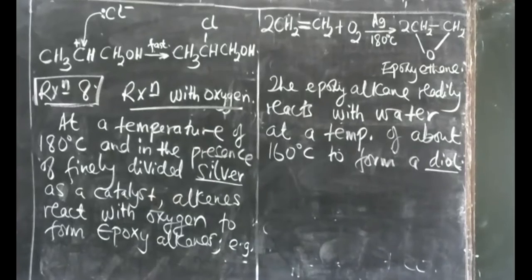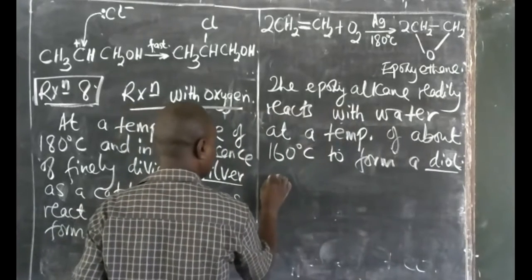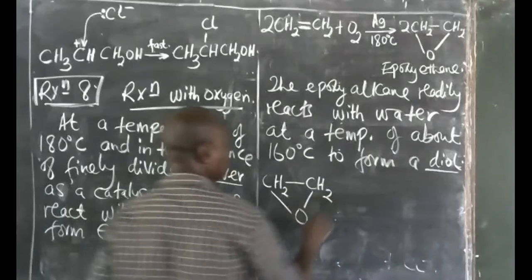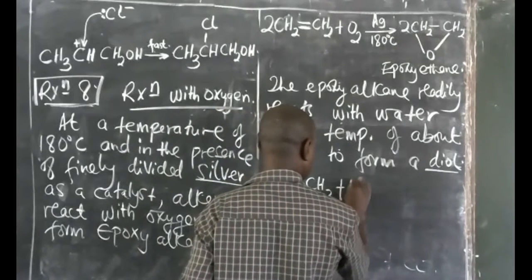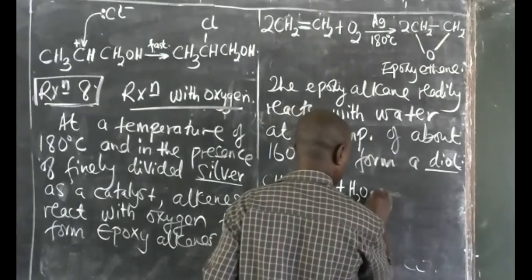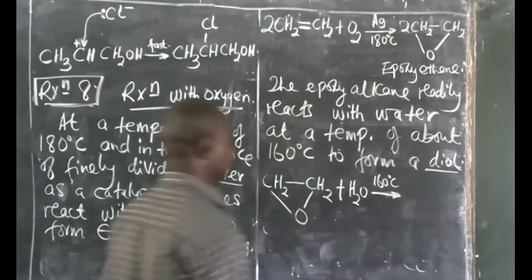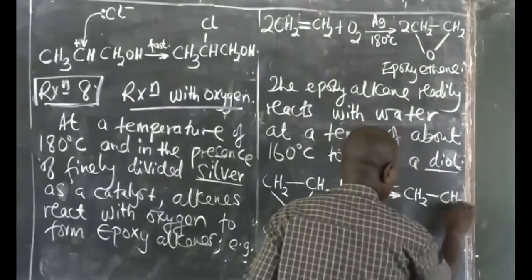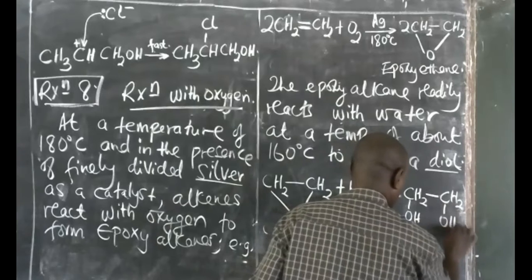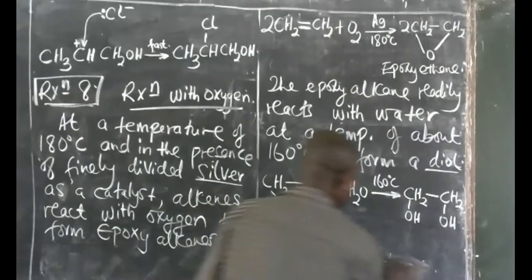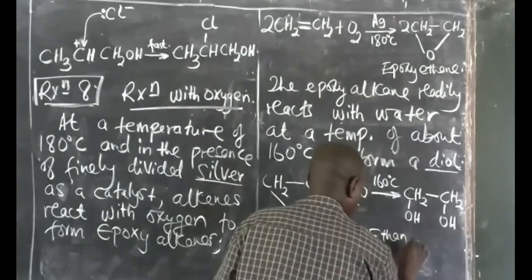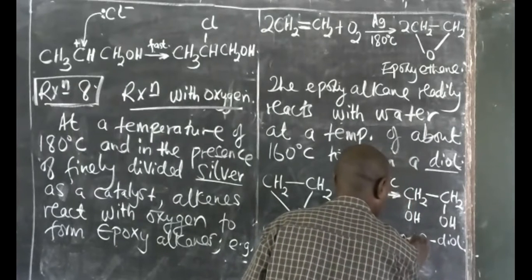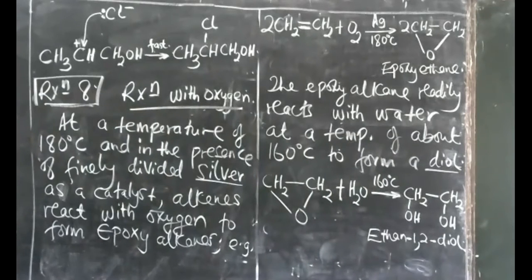So we can say, for example, if we have the epoxide CH2-O-CH2 plus water at a temperature of 160 degrees centigrade, the ring opens, giving us CH2OH CH2OH, which is ethane 1,2 diol.